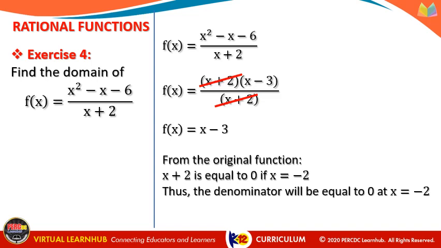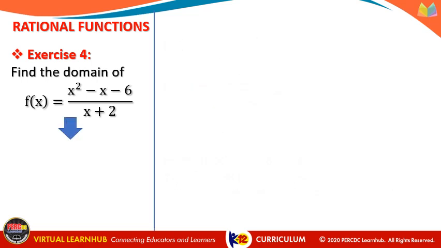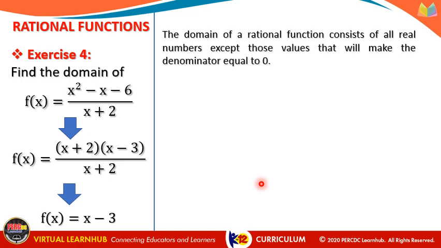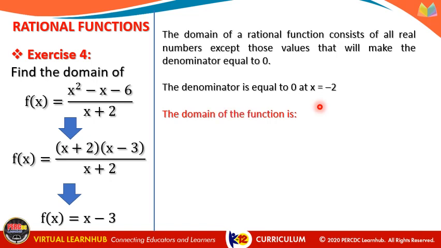Let's now express our answer. So again, pag finactor out mo yung numerator, magiging ganito. And after simplification, magiging ganyan. Sige. So the domain of a rational function consists of all real numbers except those values that will make the denominator equal to 0. Again, the denominator of the original function is equal to 0 at x is negative 2. Therefore, what is our domain? The domain of the function is all real numbers except negative 2.